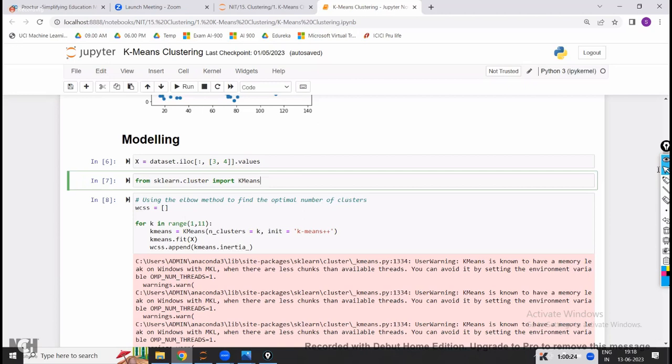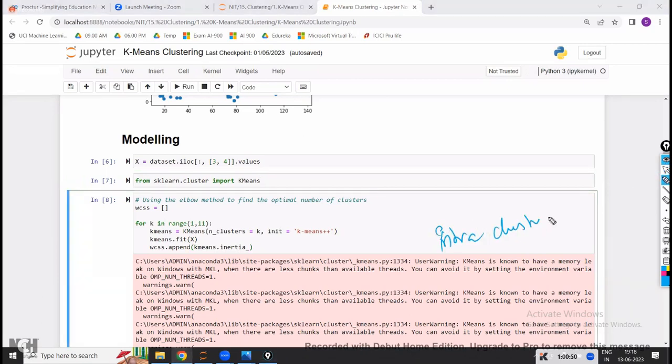First, I will try with k equal to 1, followed by k equal to 2, followed by k equal to 3, 4, 5, like this. I'm going to try with everything, and I'm going to calculate the WCSS value. Inertia, kmeans.inertia_, means you are calculating the WCSS value. Inertia means intra-cluster distance.